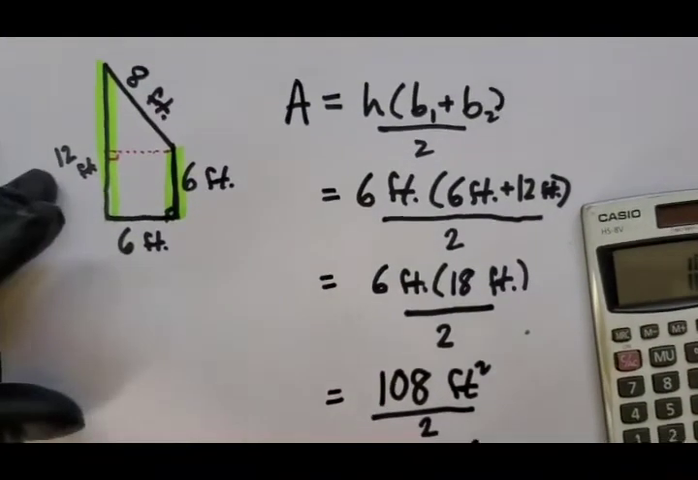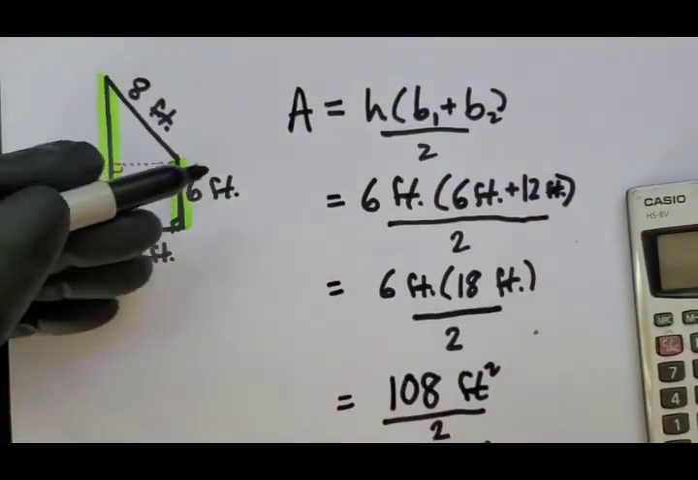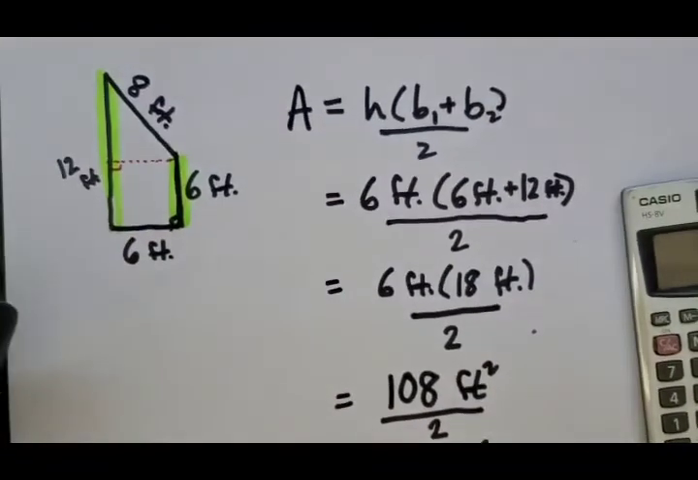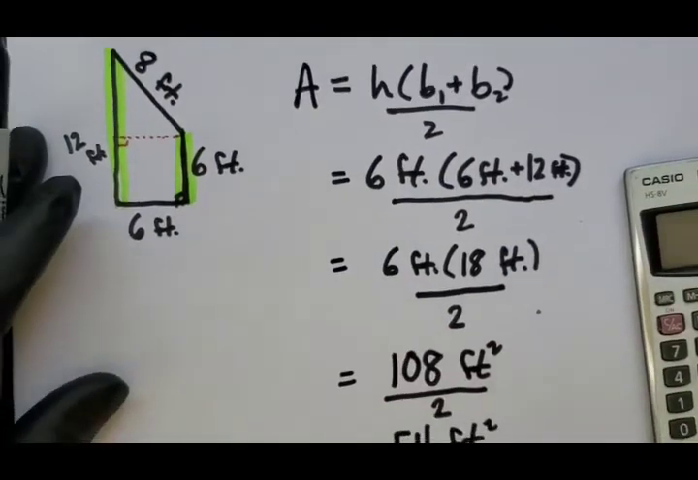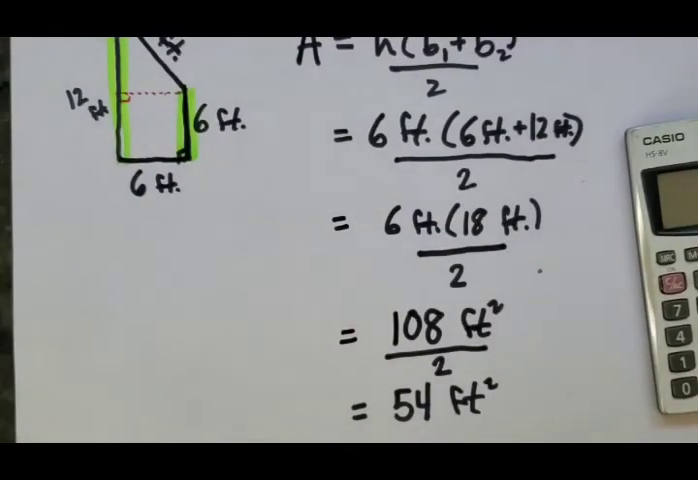Okay? So that's about all there is to it. Just make sure you follow the order of operations. Make sure you include each base in the formula 1 time, and make sure your height is accurate. Okay? With all that in place, you should have no problem finding the area of a trapezoid.